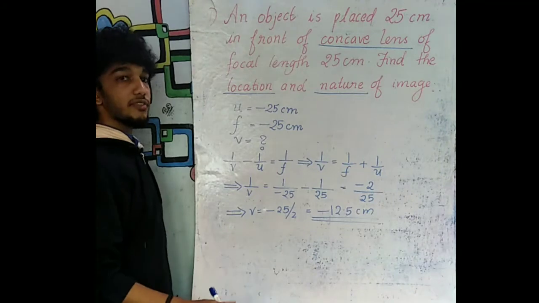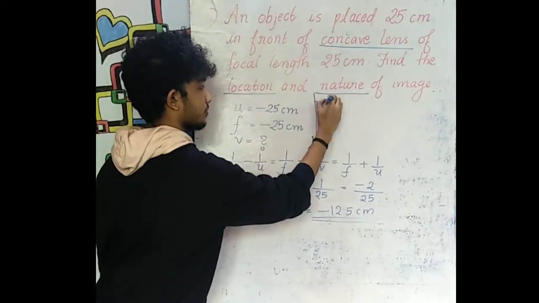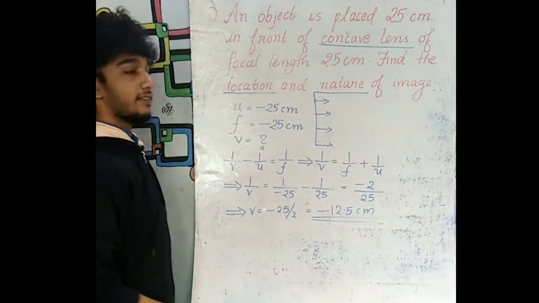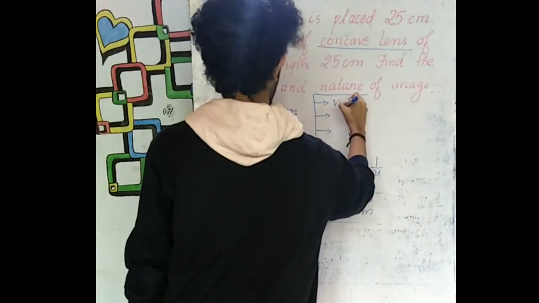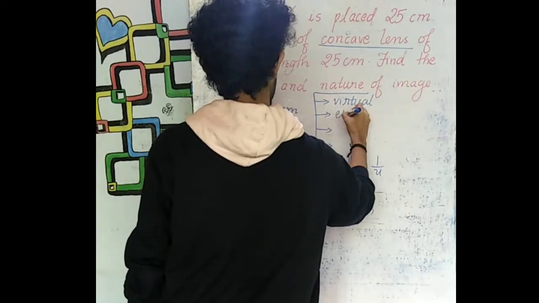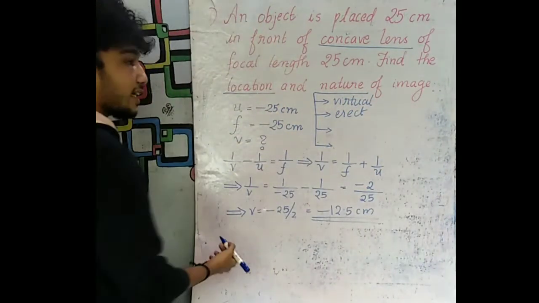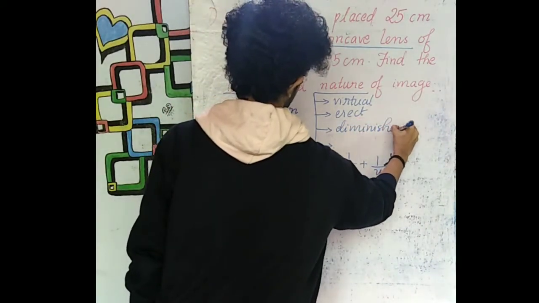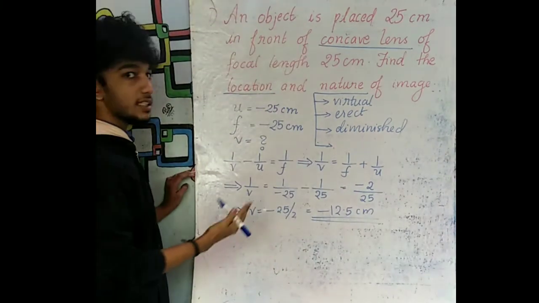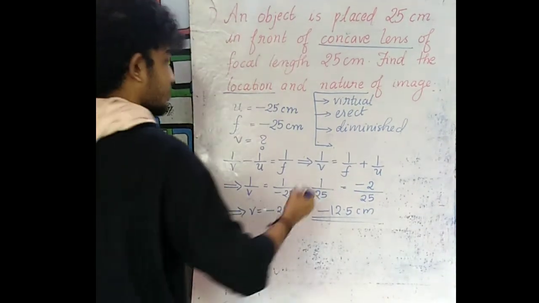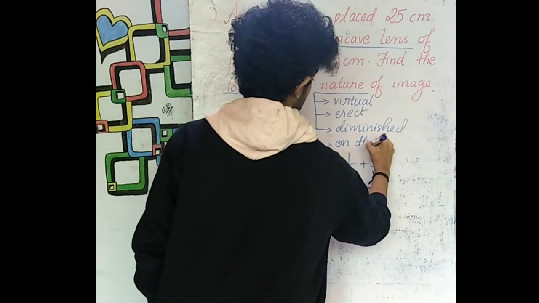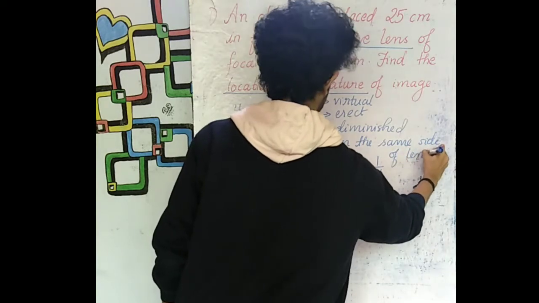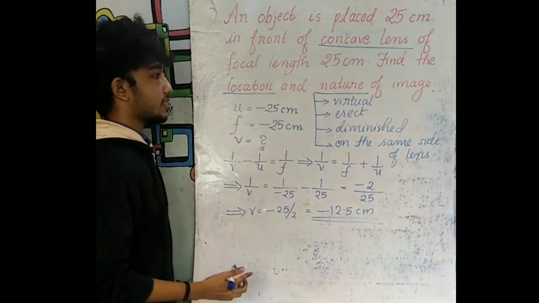What about the nature of the image? We can write 4 points. Nature. First of all, it is a concave lens. Therefore, the image will be virtual and erect. Also, we know that the concave lens always forms a diminished image. Now, where is the image actually? Isn't it on the same side of the lens? So, it can be a nature. On the same side of lens as the object. So, these are the points.